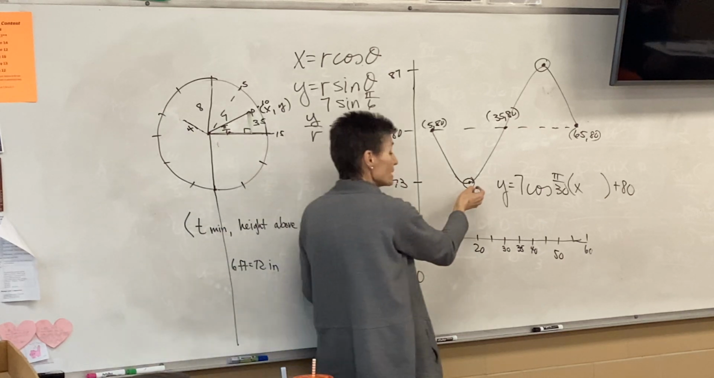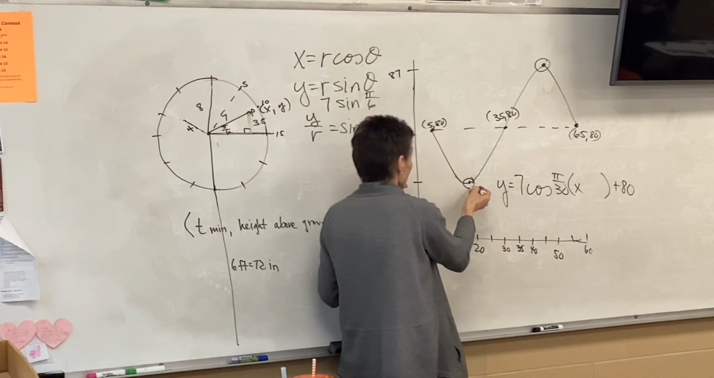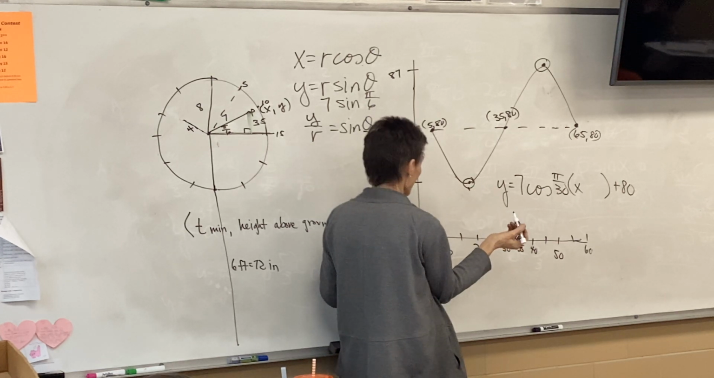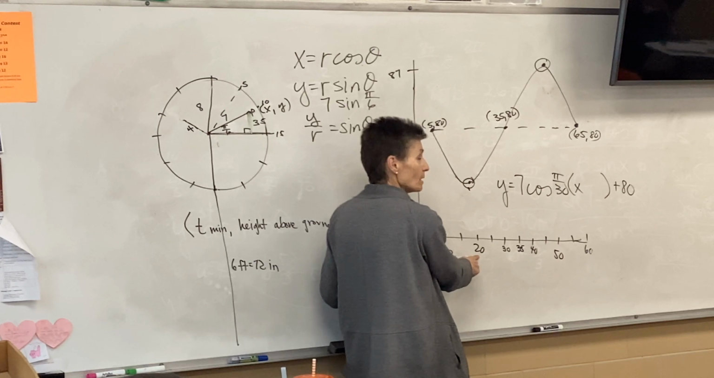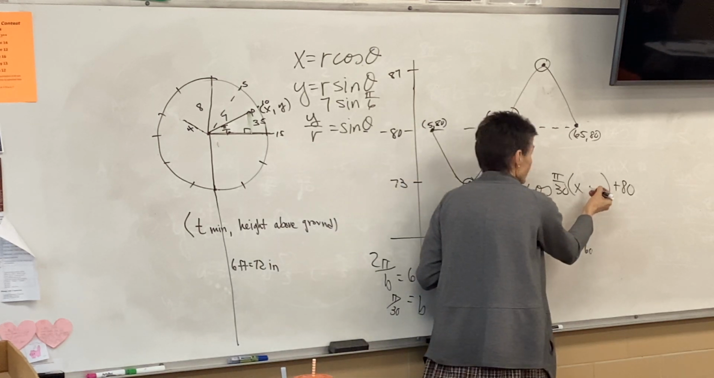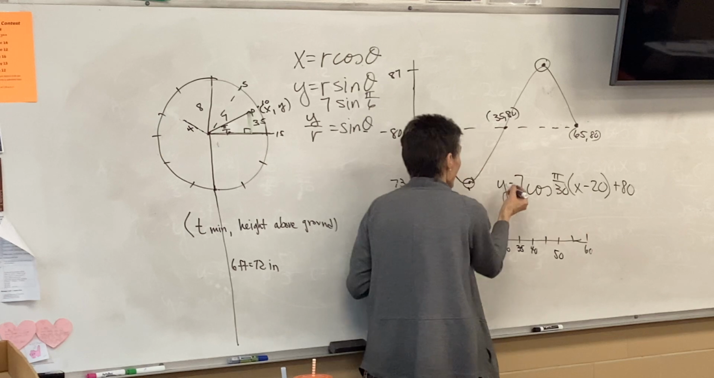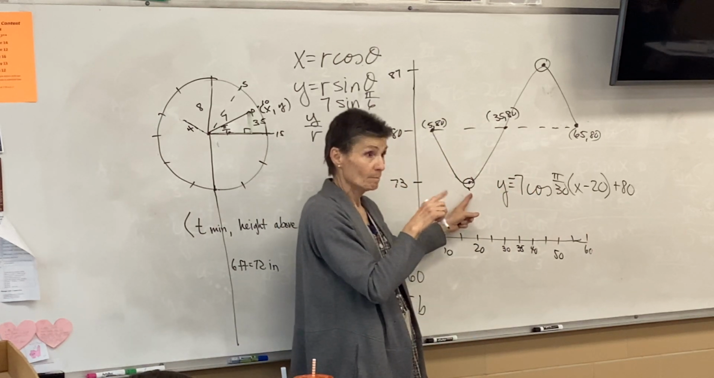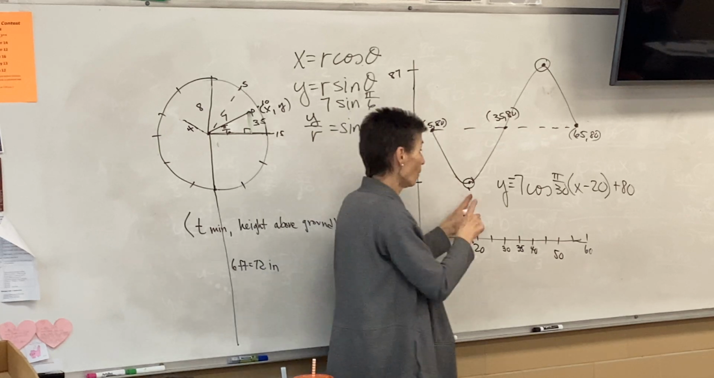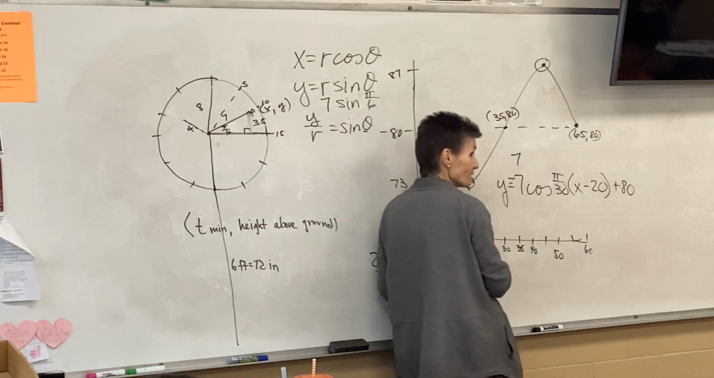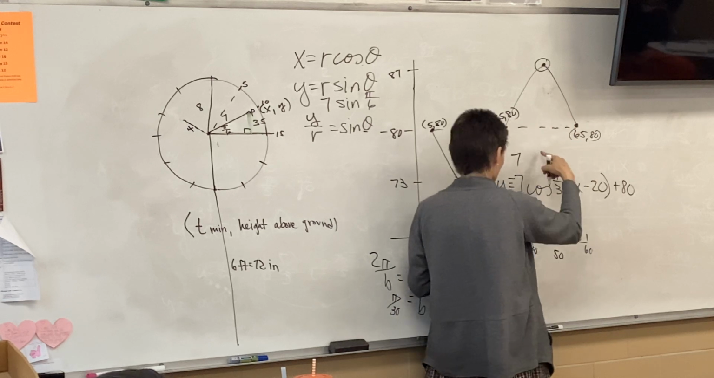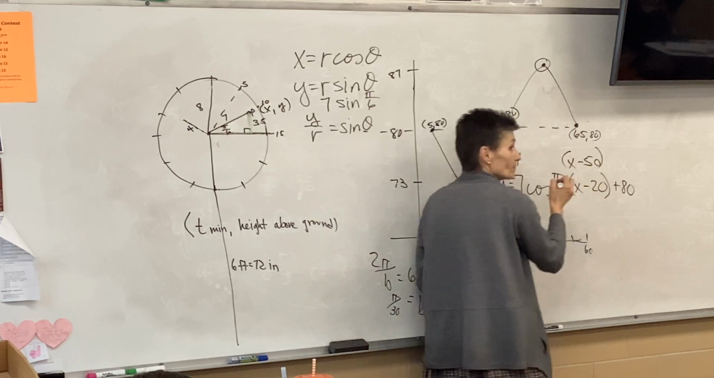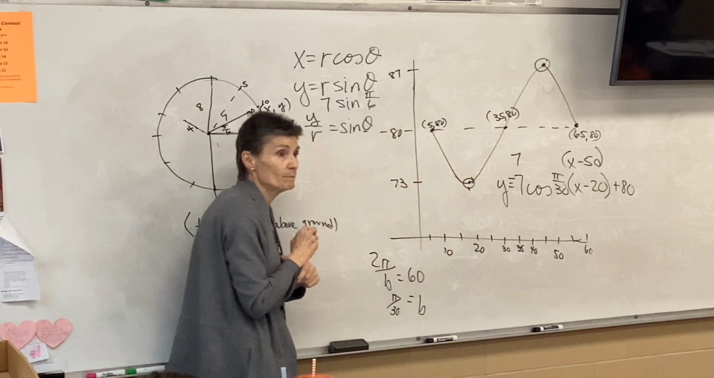Okay, so if we start here, which is the first one, then we have to find that x coordinate. Oh, I already know that one, don't I? Don't I know that's 20? So I would write x minus 20 and put a negative out in front because I'm starting at the minimum. Or I could leave it positive and write x, what was that, 50? x minus 50. And that would be my cosine curve.